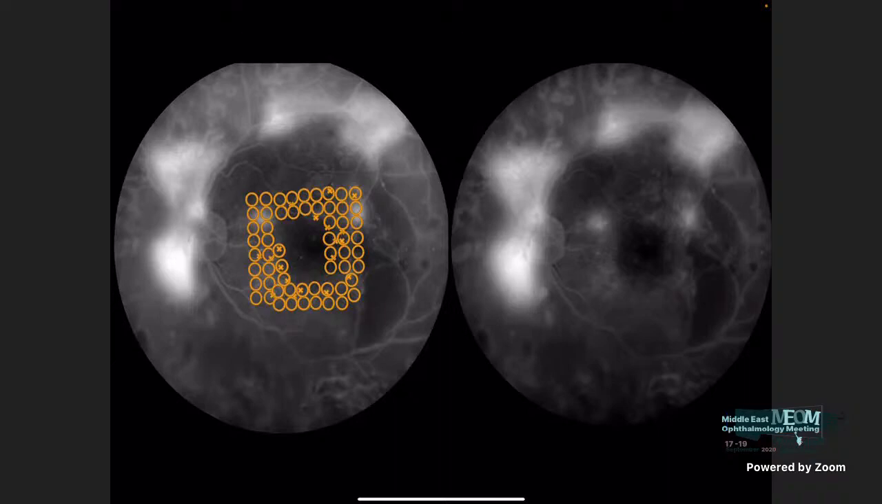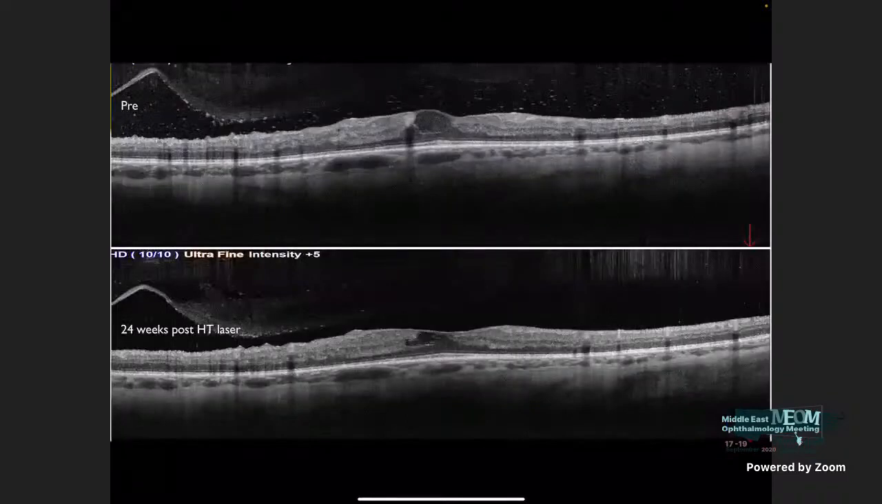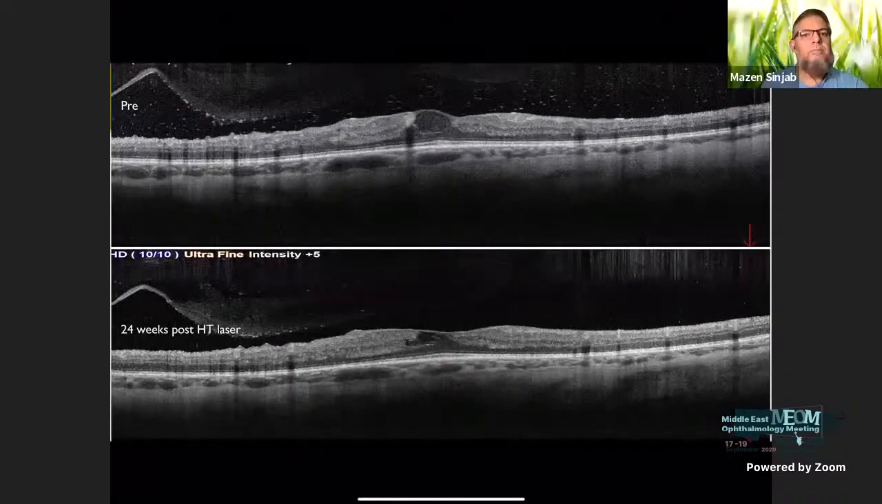photocoagulation to treat the proliferation and covering all areas of edema, including the temporal area. Let's look at the OCT. There is a hyperreflective dot in the vitreous. They resemble heme. We see there is an increased retinal thickness with cystic changes.